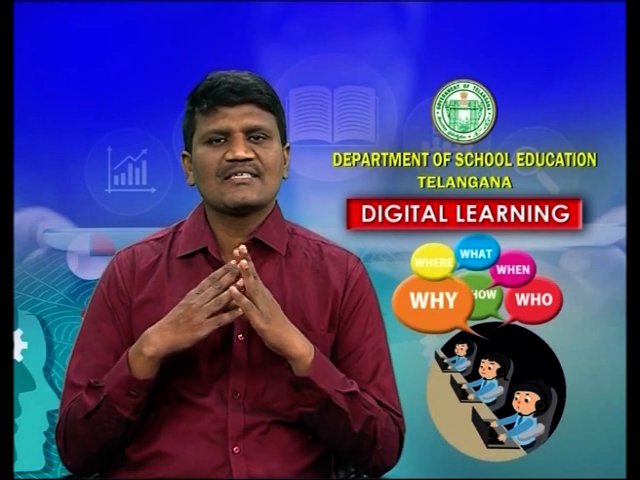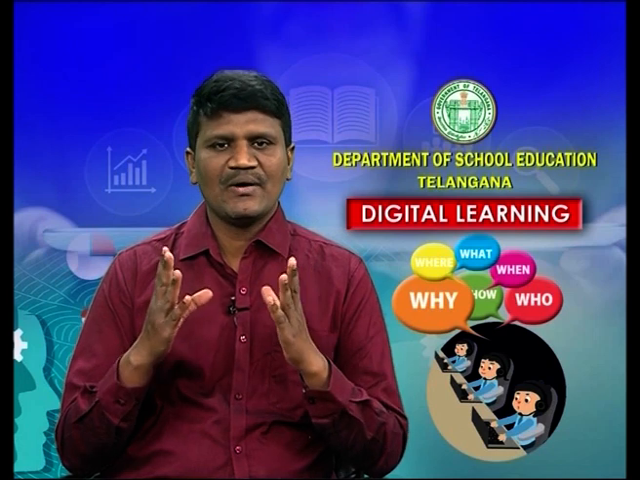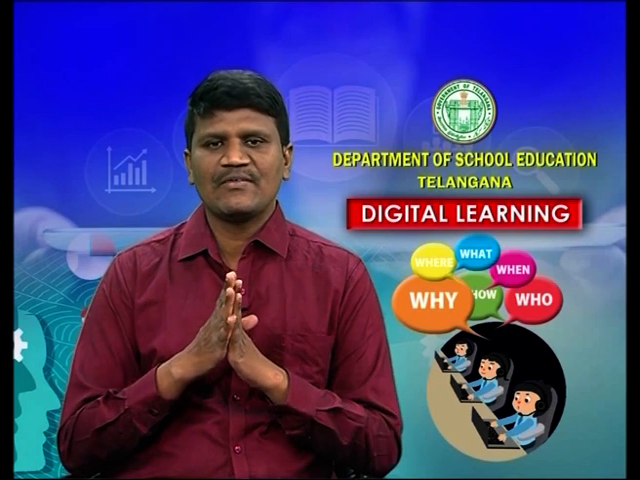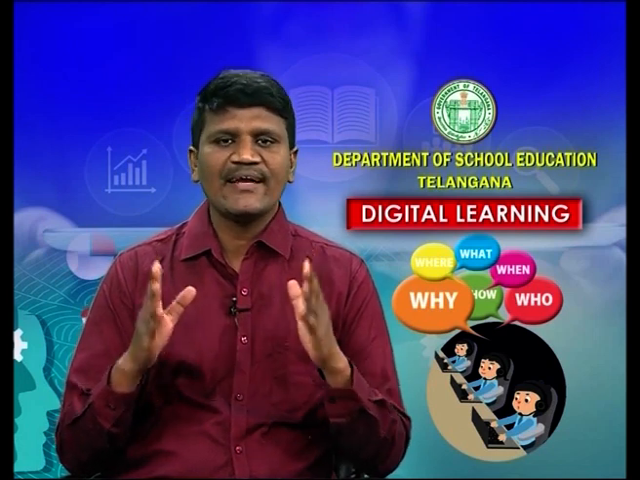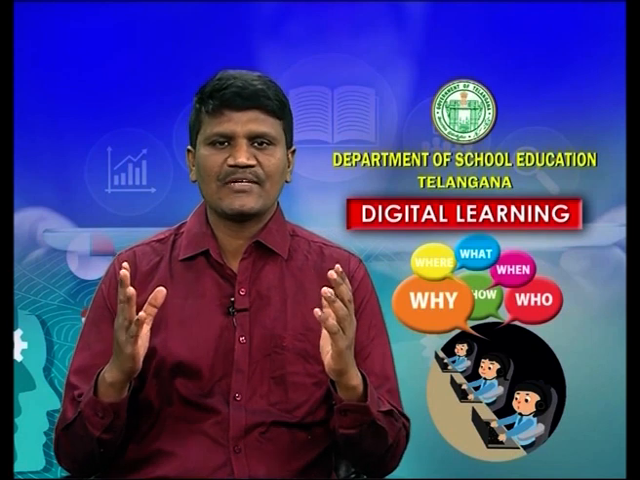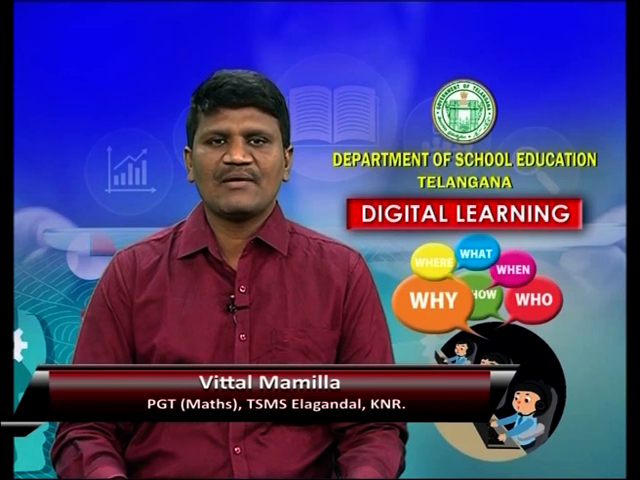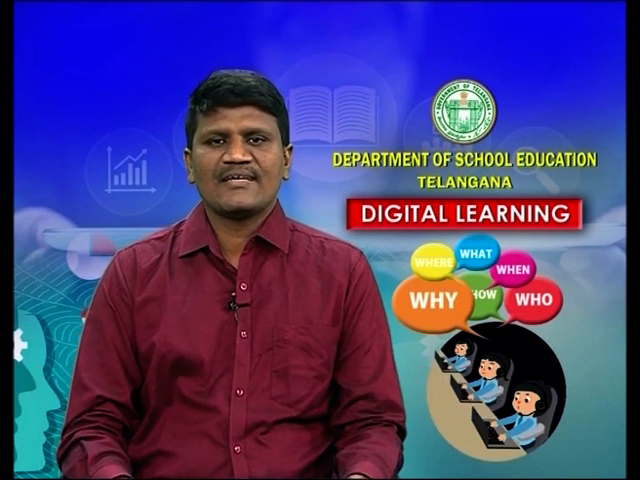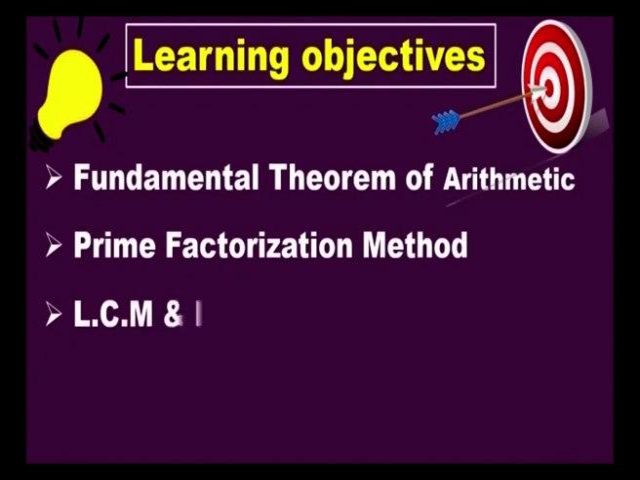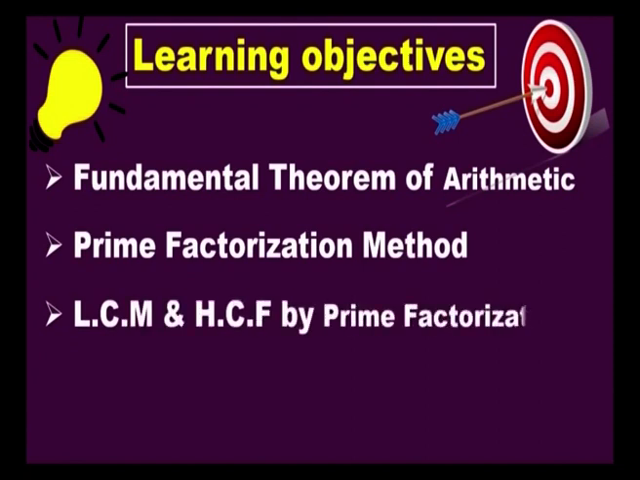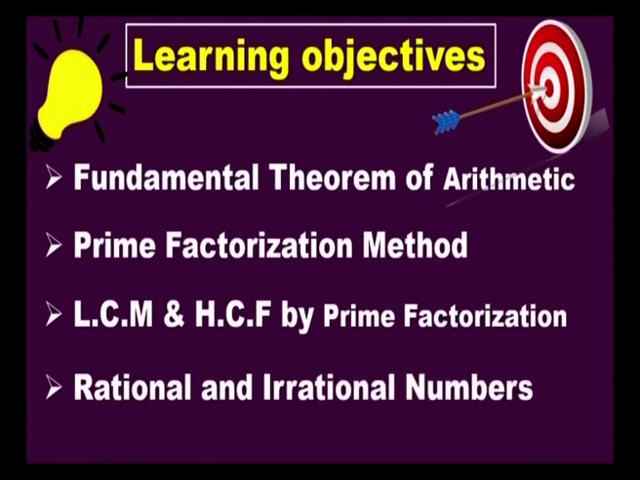In the previous class, we learned Euclid division lemma, the problems related to it, and also finding HCF using Euclid division lemma. In this session, we are going to learn the fundamental theorem of arithmetic and the prime factorization method, LCM and HCF by prime factorization method, and also rational and irrational numbers.